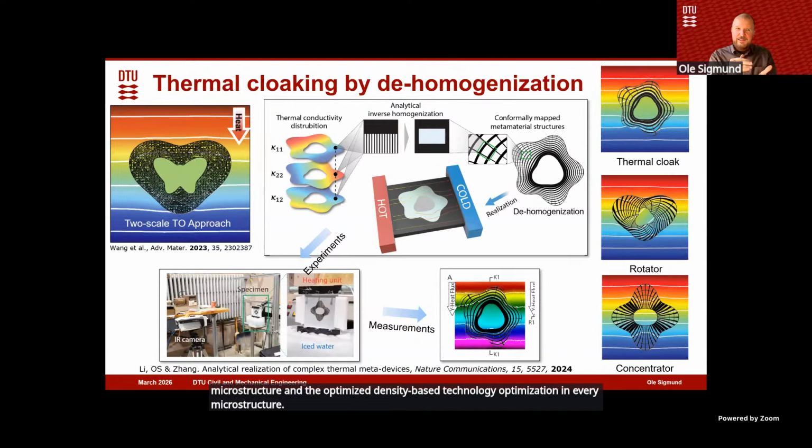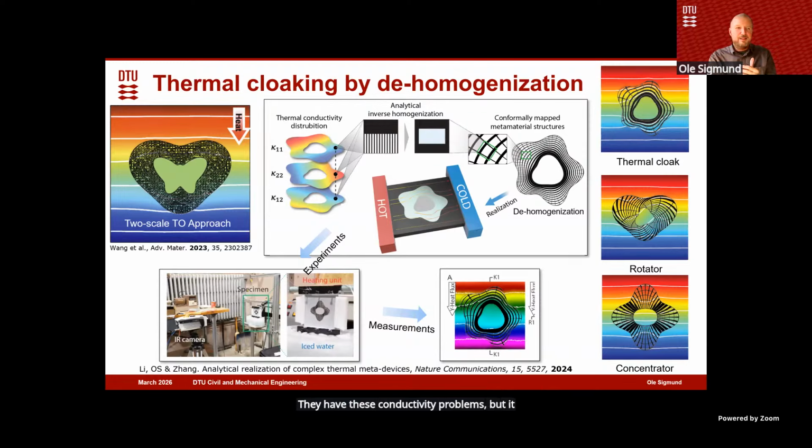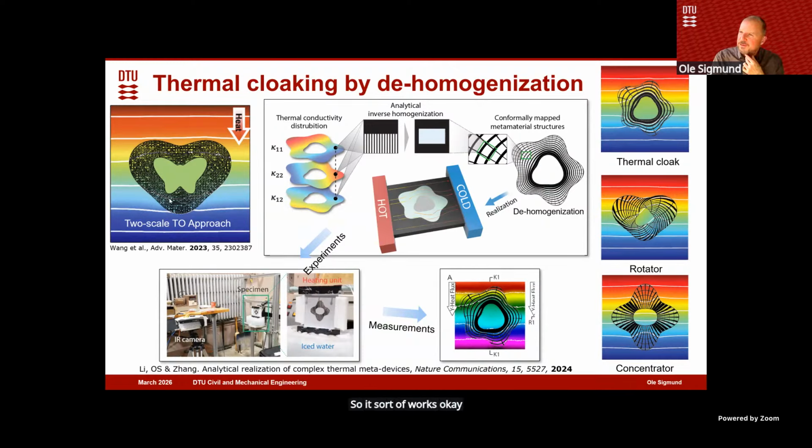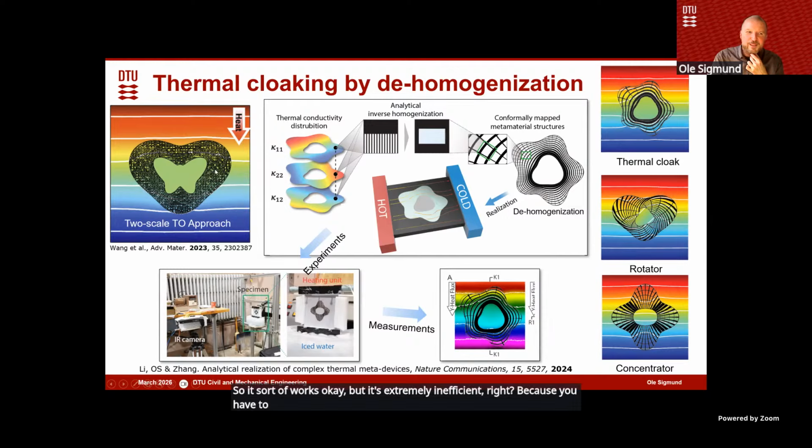They have these connectivity problems, but it's not as big a problem in cloaking cases, because there they are not looking for the optimal, the extreme structures, but it's more an identification problem of finding a microstructure with certain properties. So it sort of works okay, but it's extremely inefficient, right? Because you have to solve one topology optimization problem for every cell in this case.